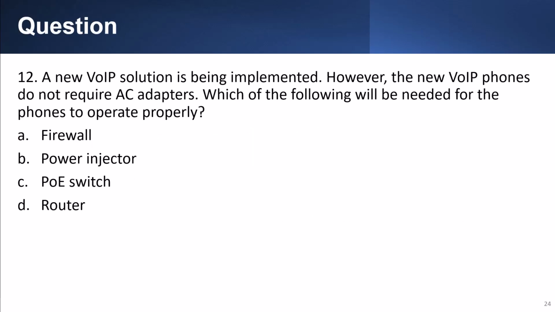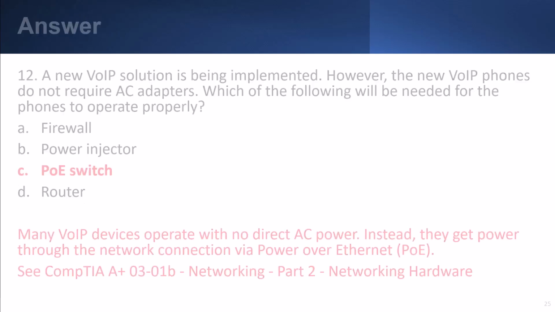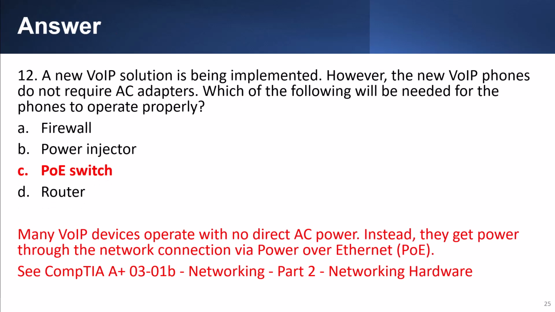Question 12. A new VoIP solution is being implemented. However, the new VoIP phones do not require AC adapters. Which of the following will be needed for the phones to operate properly? Answer: PoE switch. Many VoIP devices operate with no direct AC power. Instead, they get their power through the network connection via Power over Ethernet, or PoE.